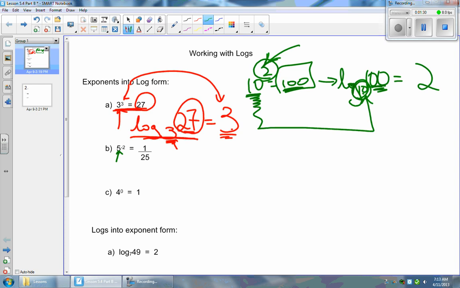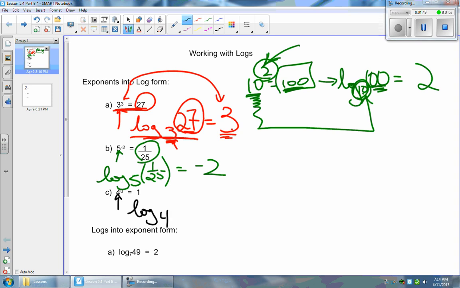Here's our base. So log base 5 of 1 over 25, there's the one that you're going to log, equals negative 2, your exponent. Perfect. Take a look at the last one here, which is kind of cool. This is going to be the log base 4 of 1, and whenever you take the log of 1, you'll always find it equals 0. Try that on your calculator. Boot up your calculator, take the log of 1 of any base, and you'll find that it always equals 0. Kind of cool. All right, so let's keep on going.